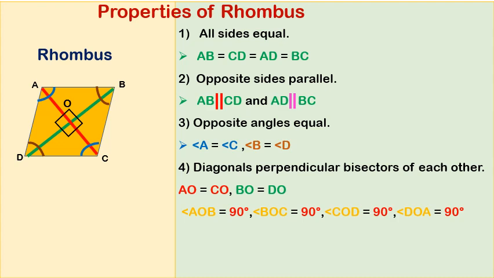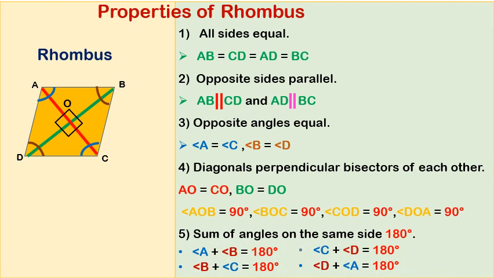and angle DOA is also 90 degrees. Then the fifth property: the sum of angles on the same side is 180 degrees, which means angle A plus angle B equals 180 degrees, angle B plus angle C equals 180 degrees, angle C plus angle D equals 180 degrees and angle D plus angle A is also 180 degrees.